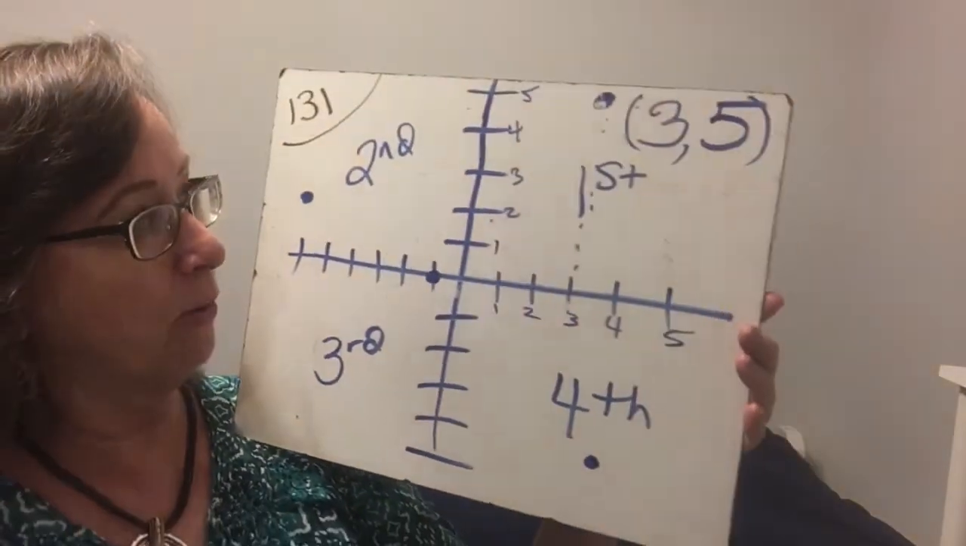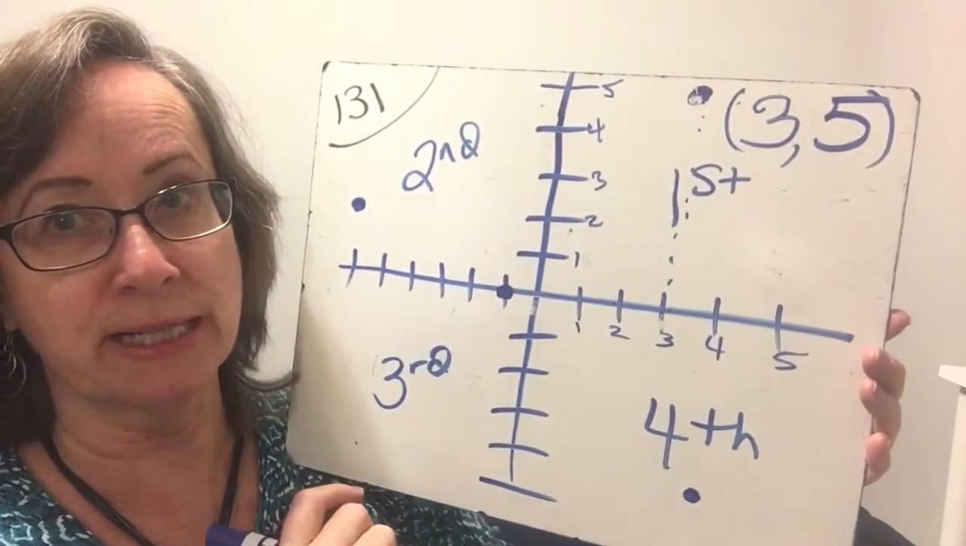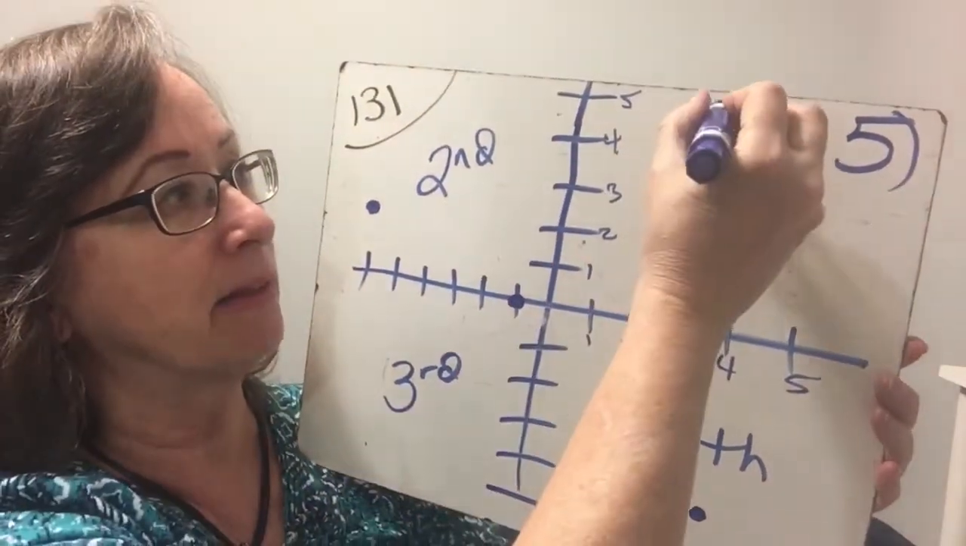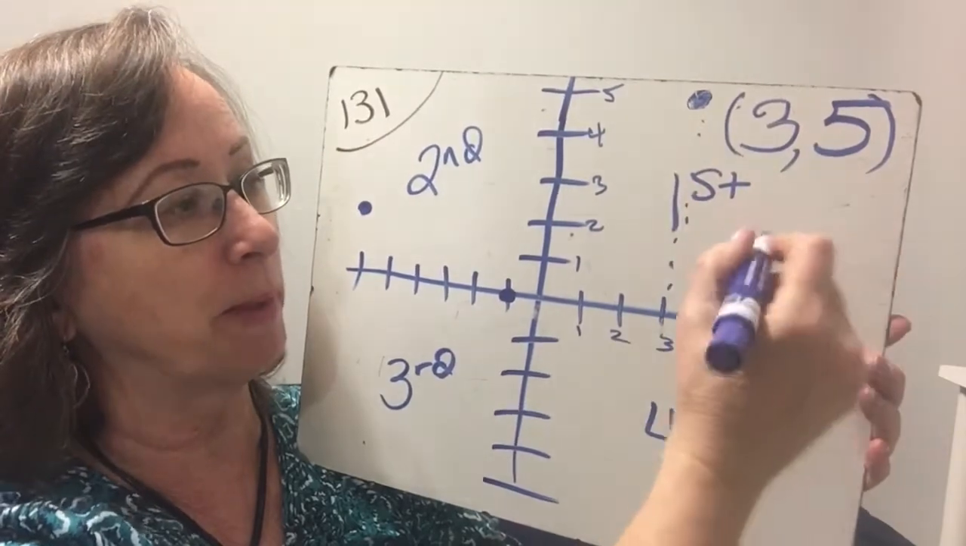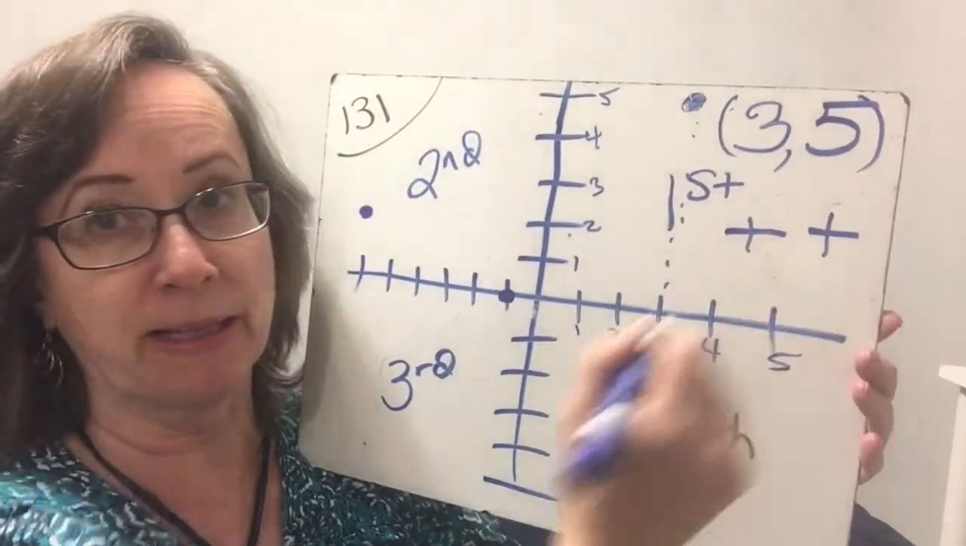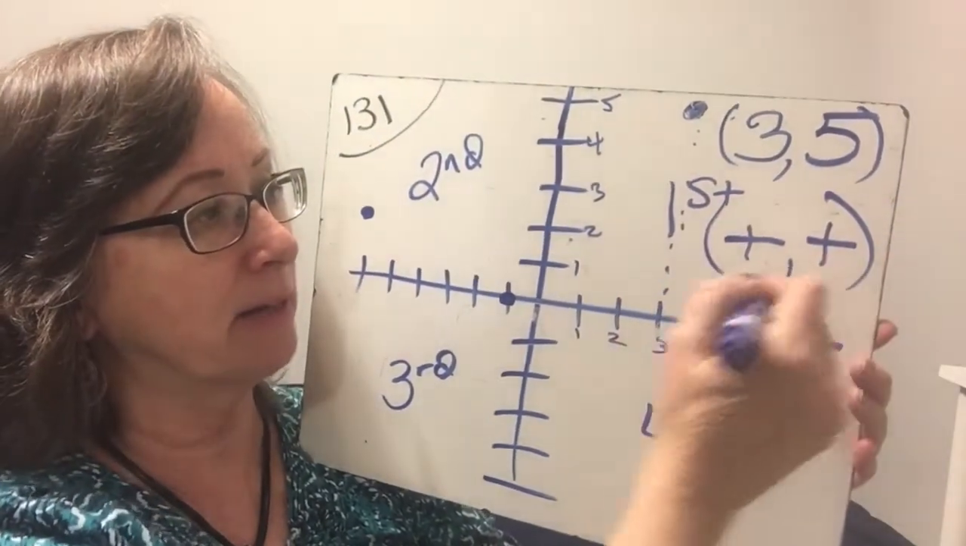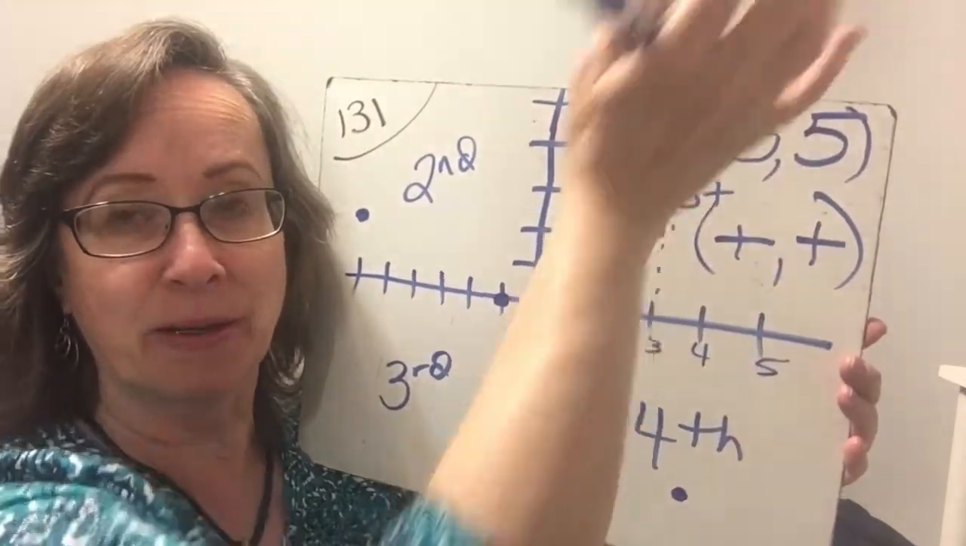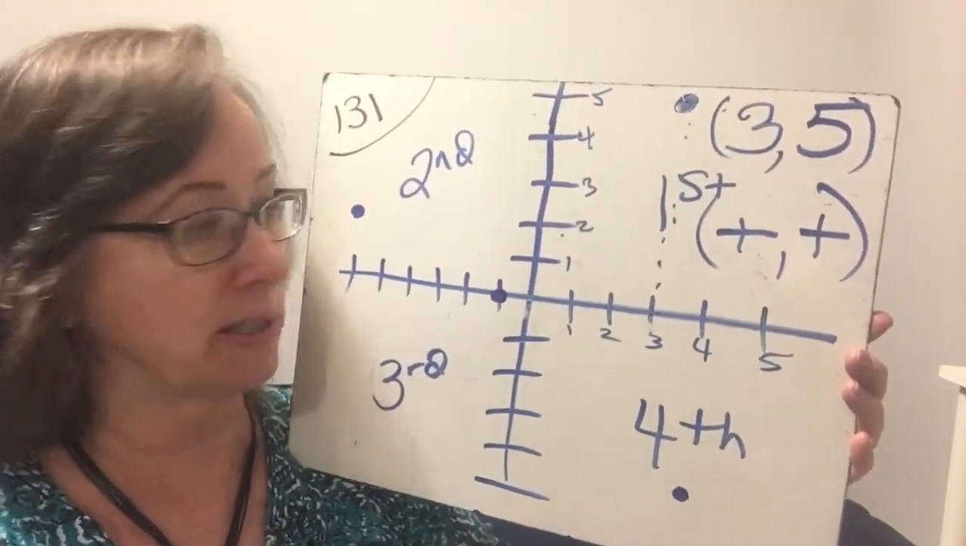Okay, so in the first quadrant, all of the points will be positive points because they're going right and up, which are the positive directions.